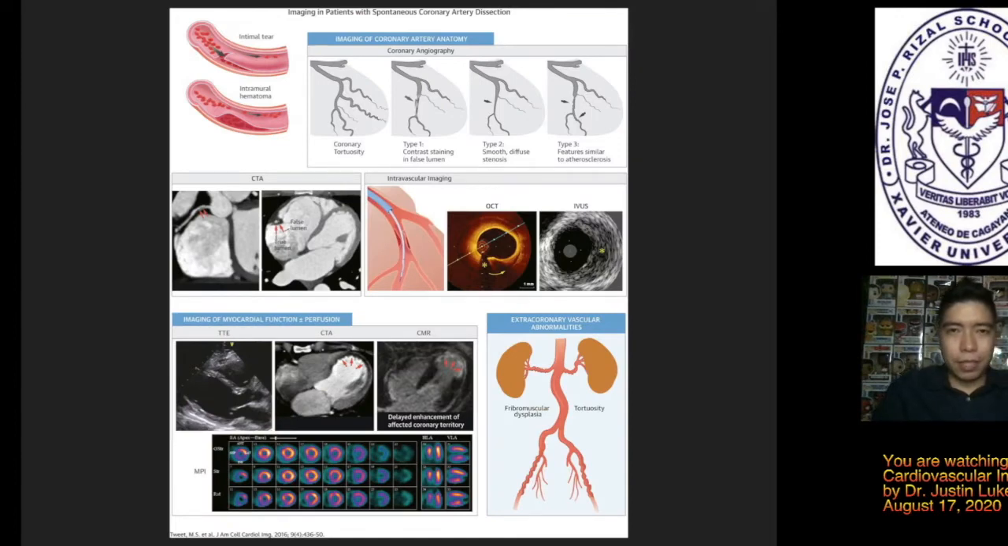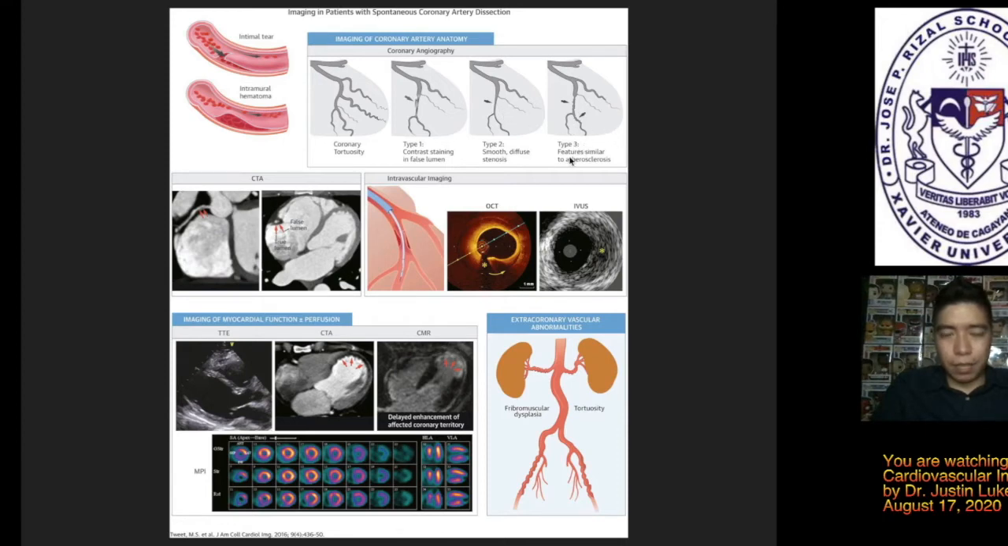So this is another example. In imaging patients with spontaneous coronary artery dissection, we have different options. We can look at CTA, which can help us identify the true and false lumen. If we use coronary angiography, you'll be able to see these different types. So type 1 could be a contrast staining in the false lumen. Type 2 would show us the diffuse stenosis. So we'll not be able to see the outer lumen or a false lumen.